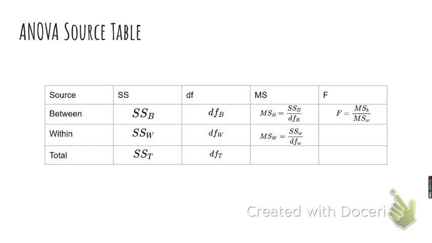Same thing for degrees of freedom. Degrees of freedom between plus degrees of freedom within equals degrees of freedom total. So this is basic math, right? The total is the addition of what's above it. Mean of squares between and mean of squares within, there's no total here.